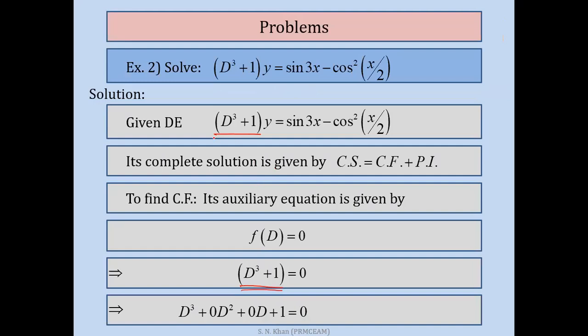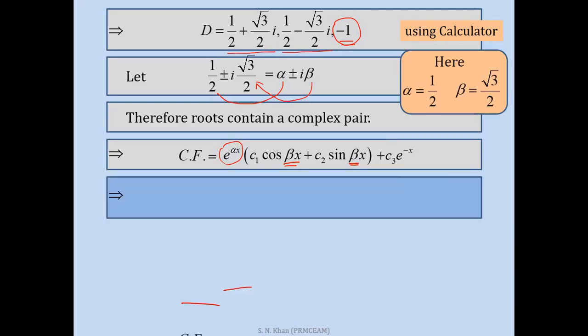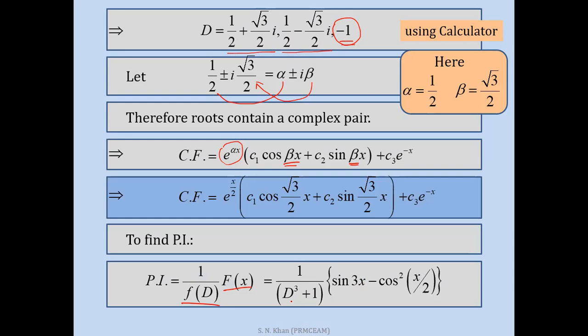So operator f of D, its value here is D cube plus 1, and the function is sin 3x minus cos square x by 2. It is the function. So substituting their values one by one. So this becomes the value of the operator, D cube plus 1, and the function's value in bracket, sin 3x minus cos square of x by 2.